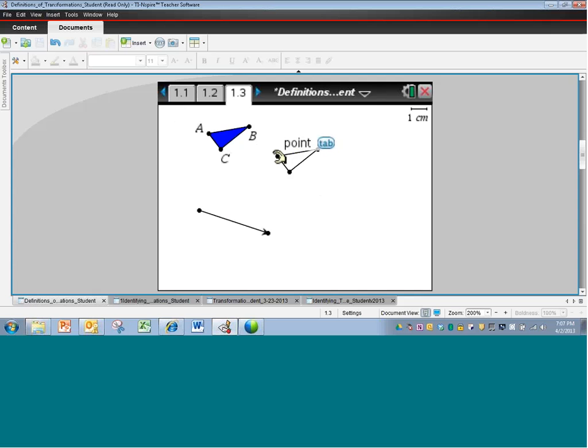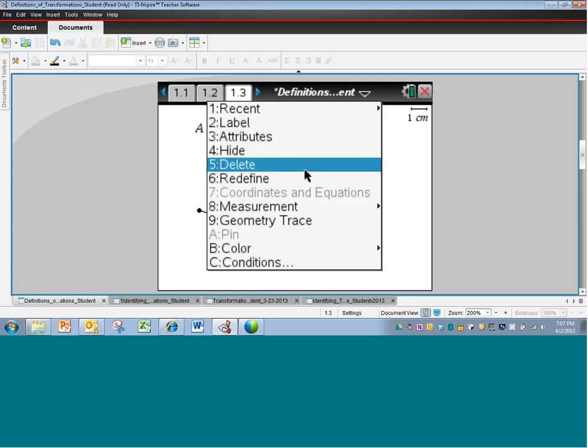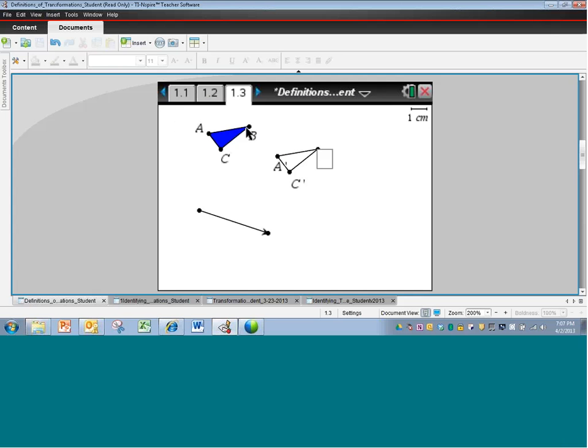I'm going to label my image triangle. This will be my point A prime, C prime. I'm just going to work my way around the figure. B prime. If I don't like where the labels appear, I can control that.